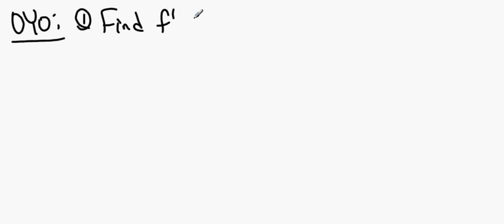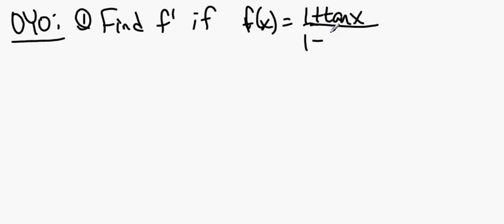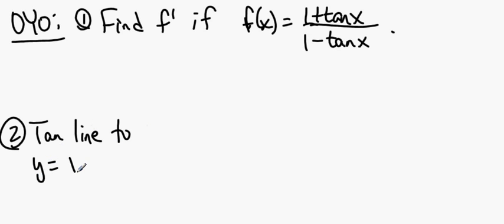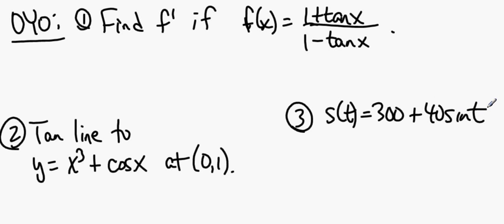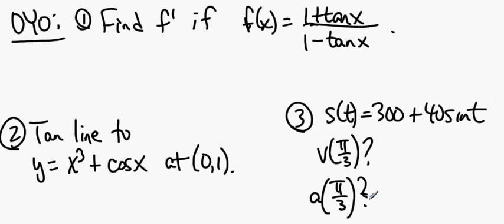So, some things for you to consider if you're looking to do some work on your own. You might want to find f prime if f of x is 1 plus tan x over 1 minus tan x. You may want to find the tangent line to y equals x cubed plus cosine x at the point 0, 1. And you may want to say, okay, if Pete the particle is moving such that his position is 300 plus 40 sine of t, what is his velocity at pi over 3 and his acceleration at pi over 3? And those are things to think about. Hit the pause button. You work those through. Let's see if you get the answers.